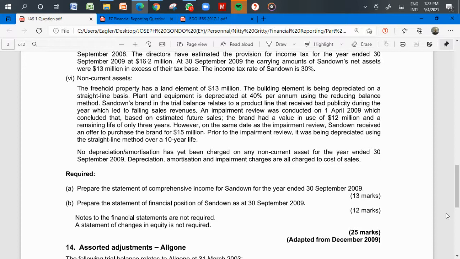However, on the same date as the impairment review, Sundown received an offer to purchase the brand for 50 million. Prior to the impairment review, it was being depreciated.